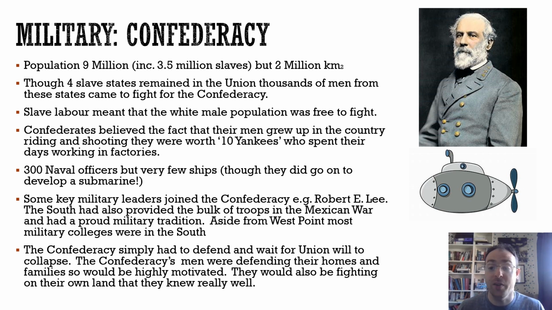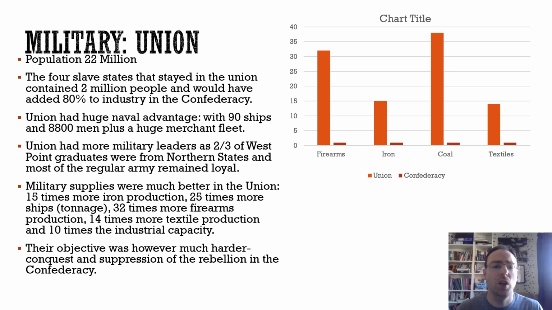And yeah, they're fighting on land, they know. So the military with the Union then, well, first of all, it's huge, 22 million people. The 4 slave states that joined meant an extra 2 million for the population. It also would have given an 80% increase in industry in the Confederacy, which the Confederacy doesn't get. They had a huge advantage with their navy, a lot more men, a lot more ships. The top military leadership was trained at West Point, which was in the north, and 2/3 of military leaders remained loyal to the Union, and so did most of the regular army.